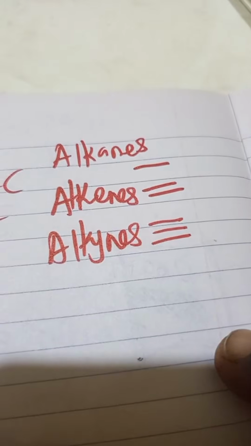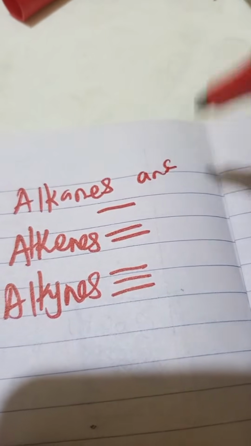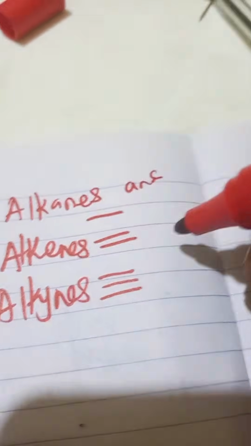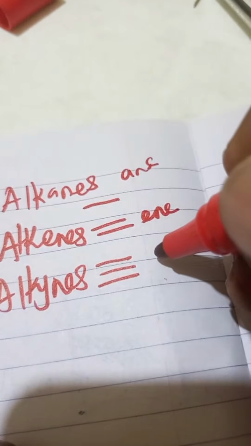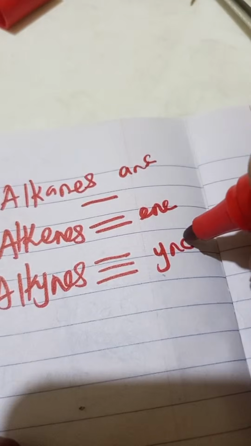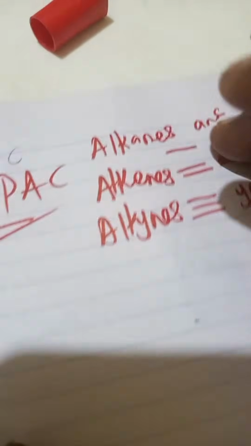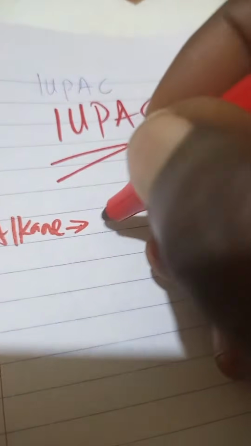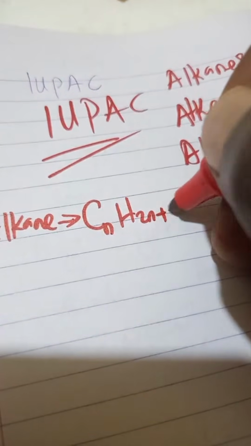So if you are naming alkanes, the ending of their name must be ANE. If you are naming alkenes, the ending must be ENE. And if you're naming alkynes, the ending must be YNE. You understand? So let me give you the general formula for alkanes. I think you all know it before, but this is just a revision. Alkane is just CnH2n+2.